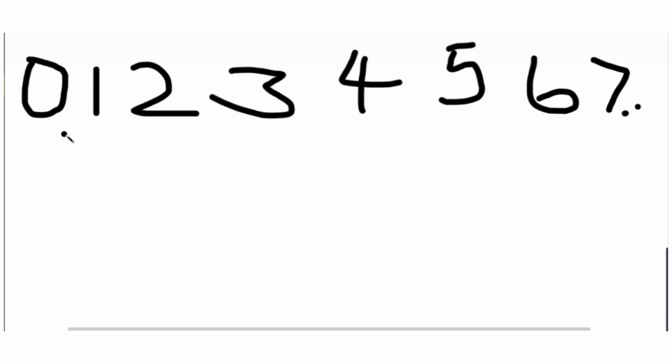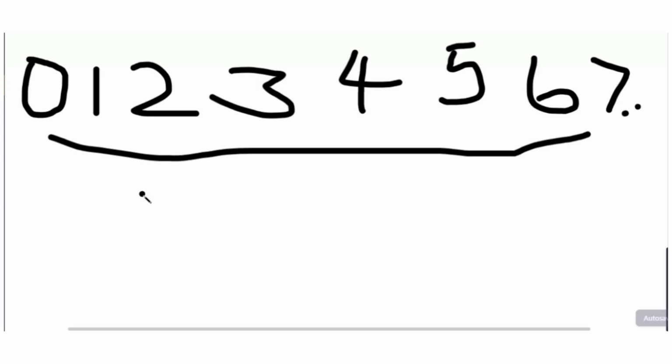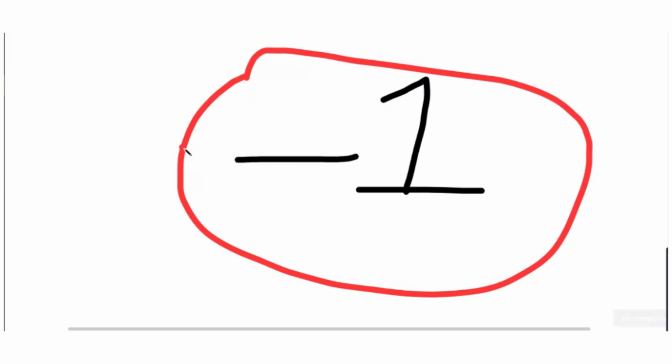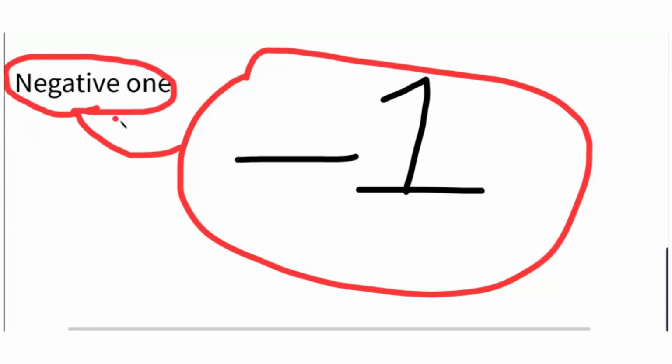Well, actually, these are also all integers. Though these are not the only type of integers, or these are not the only numbers that are integers. For example, 7 is an integer, right? But it's also a whole number. This is an example of another integer. You may have seen this before actually. This is called a negative number, or negative 1. And that's also an integer.